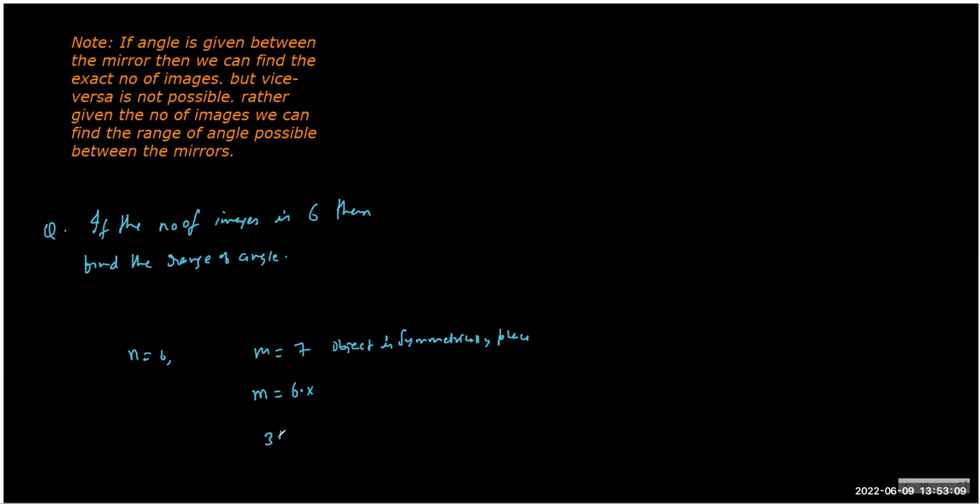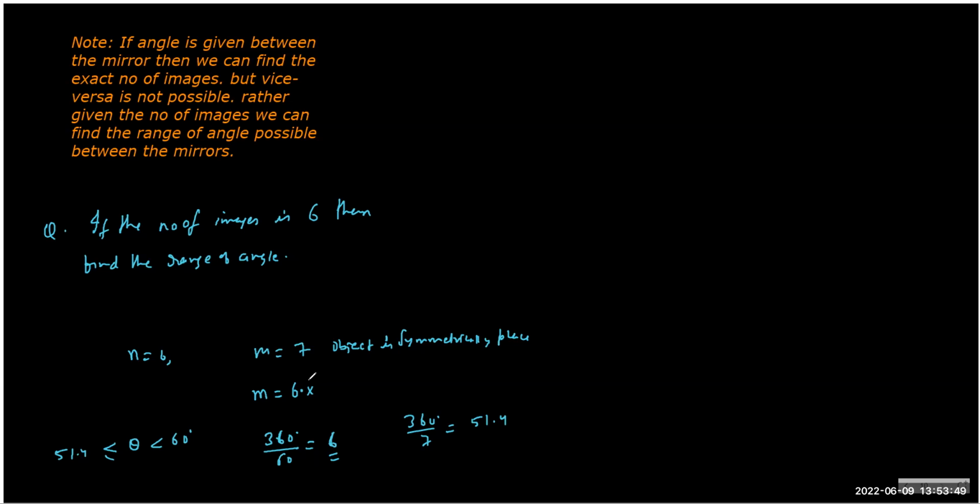So 360 by 60 is the 6 value, correct? And 360 by 7 is how much? 51.4. Okay. So because 6 is exactly not possible, so the angle will be more than 60. Sorry, less than 60. More than or equal to 51.4. Yeah, but more than or equal to this.